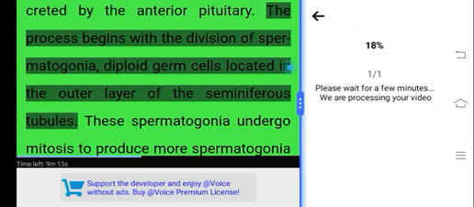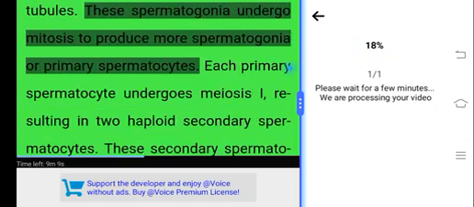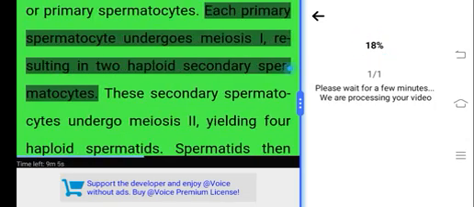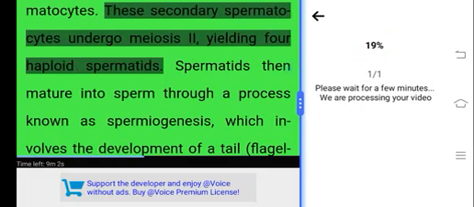The process begins with the division of spermatogonia, diploid germ cells located in the outer layer of the seminiferous tubules. These spermatogonia undergo mitosis to produce more spermatogonia or primary spermatocytes. Each primary spermatocyte undergoes meiosis I, resulting in 2 haploid secondary spermatocytes. These secondary spermatocytes undergo meiosis II, yielding 4 haploid spermatids.